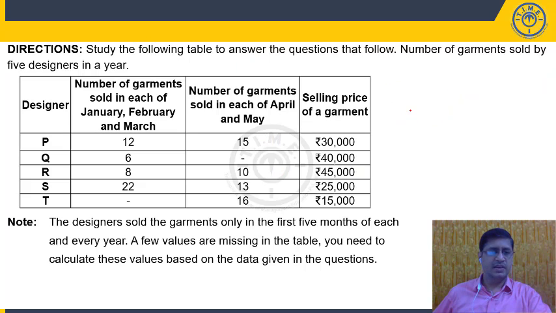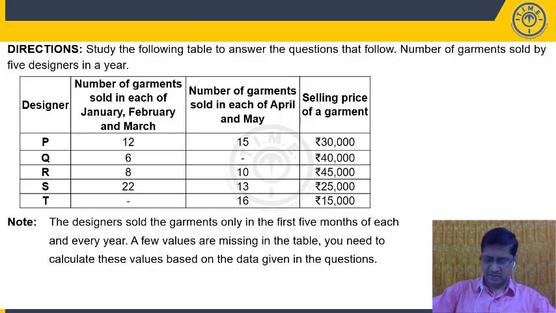Okay. Now look at the next example. Here directions are given. This is a data interpretation diagram, a table. Based on the data given here, we need to answer the questions. So look at the directions: study the following table to answer the questions that follow. The number of garments sold by 5 designers in a year.